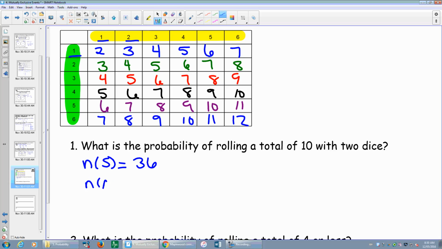David, what is the probability of me rolling a 10? 3. So the probability of rolling a 10 is what, Noah? Pardon? 3 over 36, which is saying you have a 1 in 12 chance of rolling a 10.